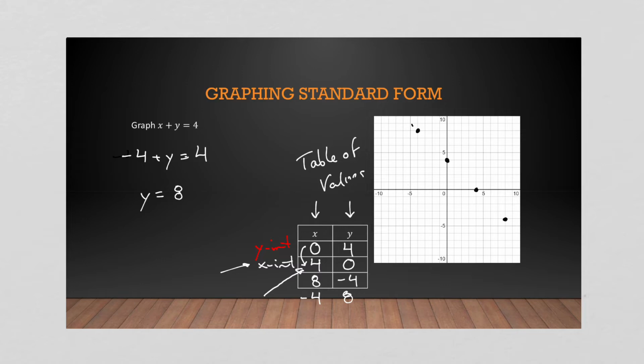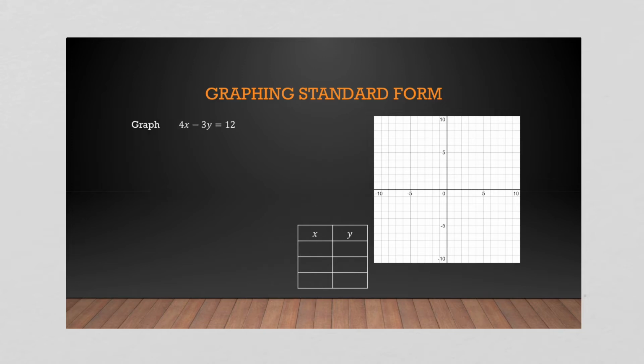And again, there we go. My line looks pretty good. I did not screw that up. So you can pick your points, but always start with the 0 and the 0 there. So let's do another. We're going to start here when x is 0, when y is 0.